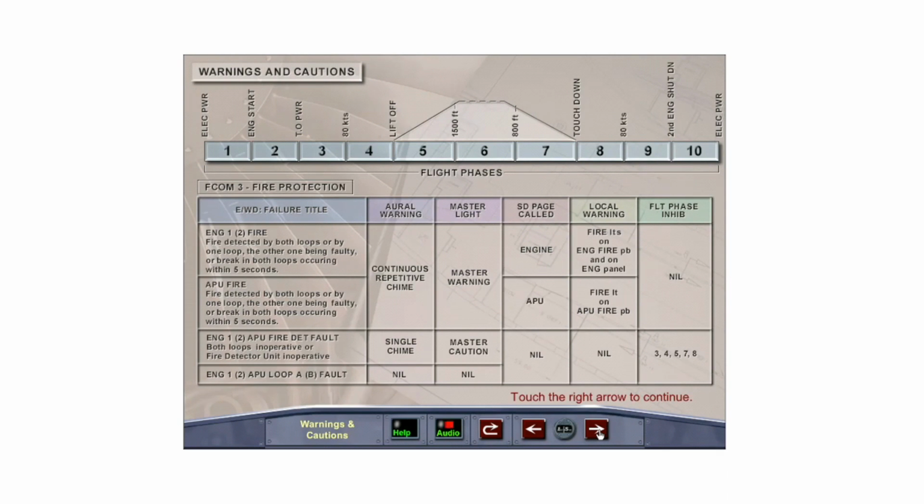In FCOM 1, at the end of each system description chapter, there is a chart titled Warnings and Cautions, which lists the possible faults associated with that system, the failure title, and if applicable, the type of oral warning, the master light, the system's display page automatically displayed, the local warning, usually a fault light on a system's push-button switch, and the flight phases in which the fault is inhibited are all listed.